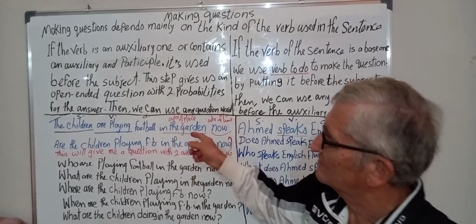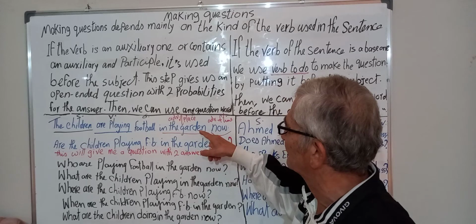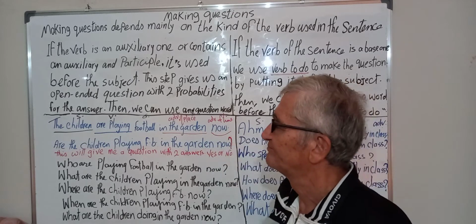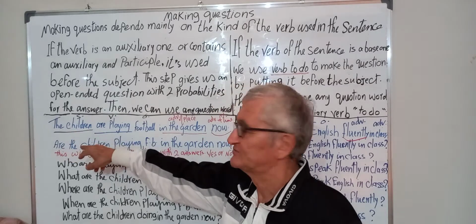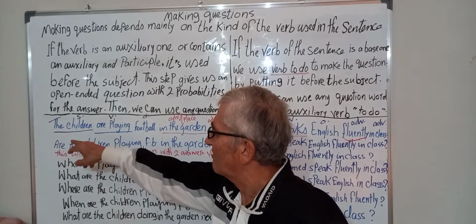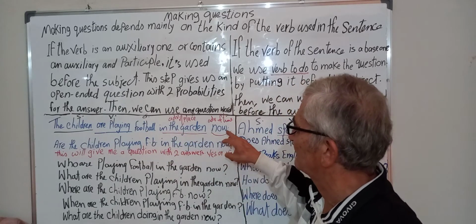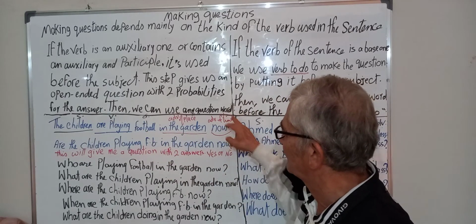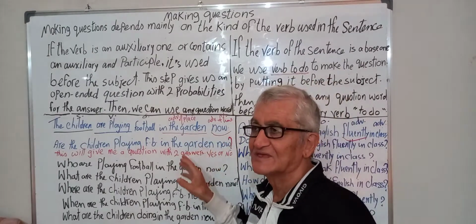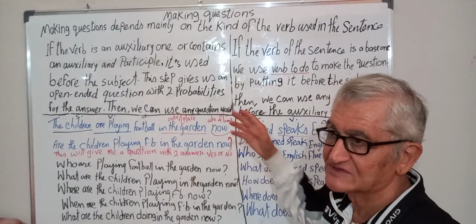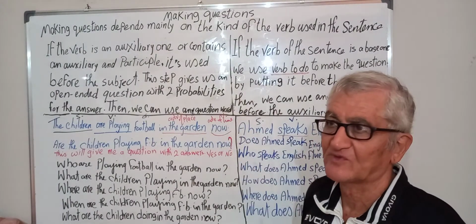When I put, for example, the children are playing football in the garden now, if we put the auxiliary verb before the subject, it would be: are the children playing football in the garden now? And you put an interrogation mark. This question has 2 probabilities, either to say yes or no. So it is not an objective question.